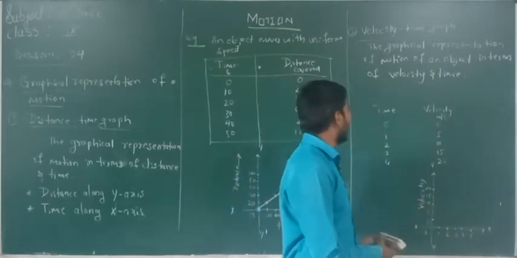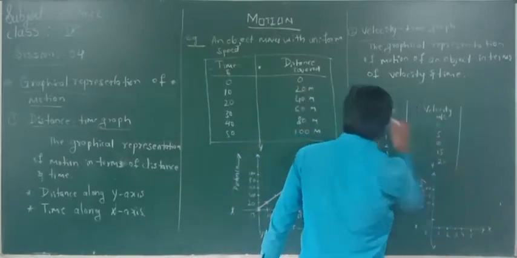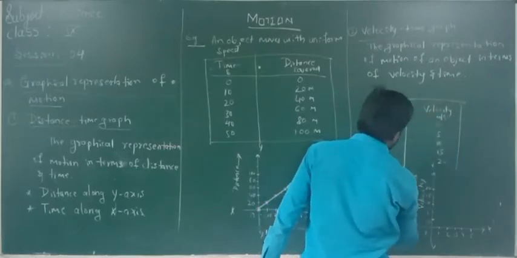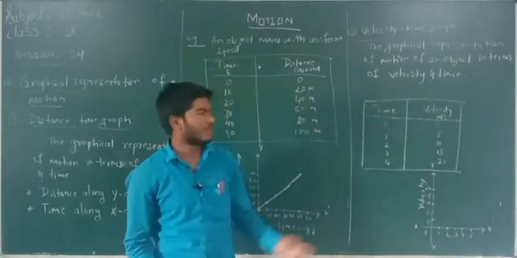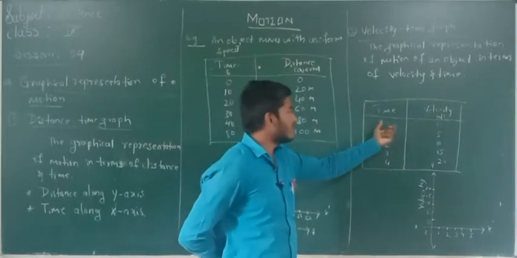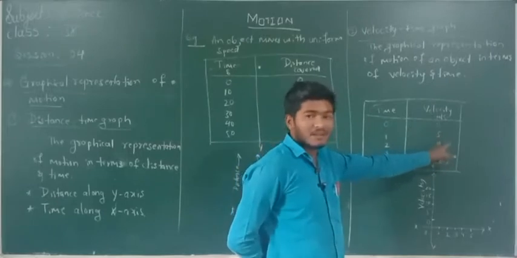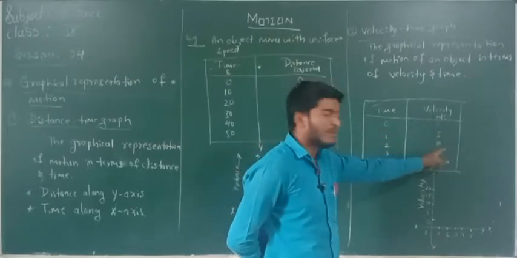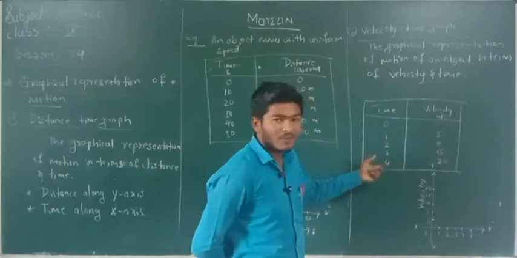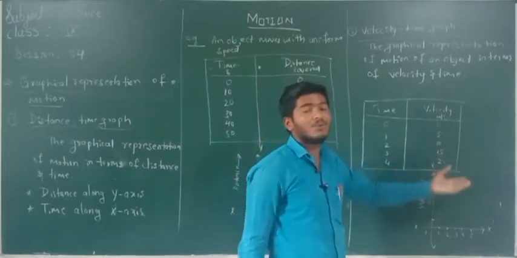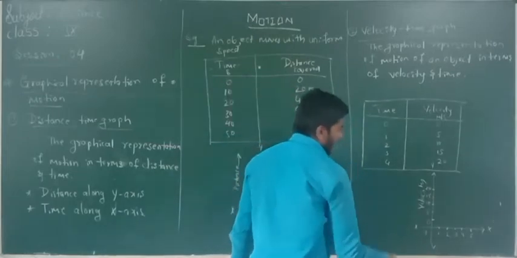Here is one example. This data gives the change in velocity of a car. According to this, we have to draw the graphical representation of that car. At 0 seconds it has 0 meter per second velocity. After 1 second it has 5 meter per second velocity. After 2 seconds it has 10 meter per second velocity. After 3 seconds it has 15 meter per second velocity, and after 4 seconds it has 20 meter per second velocity. So now we are going to draw the graphical representation of the motion of that car.